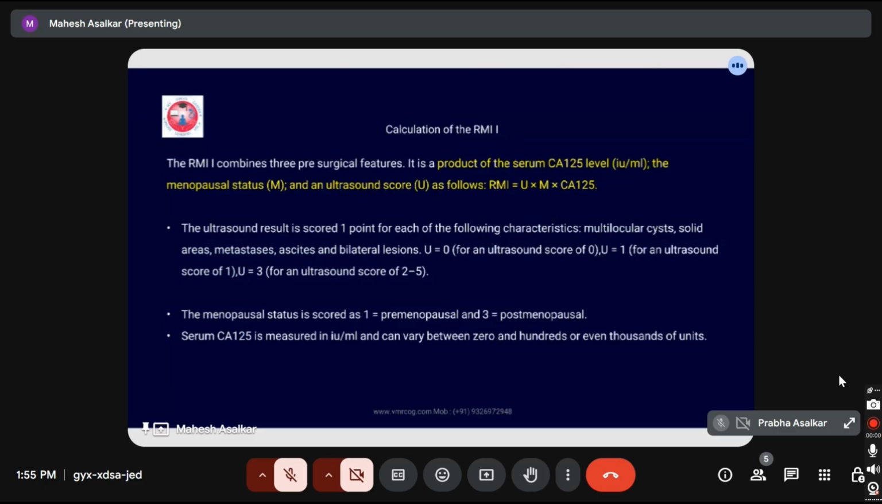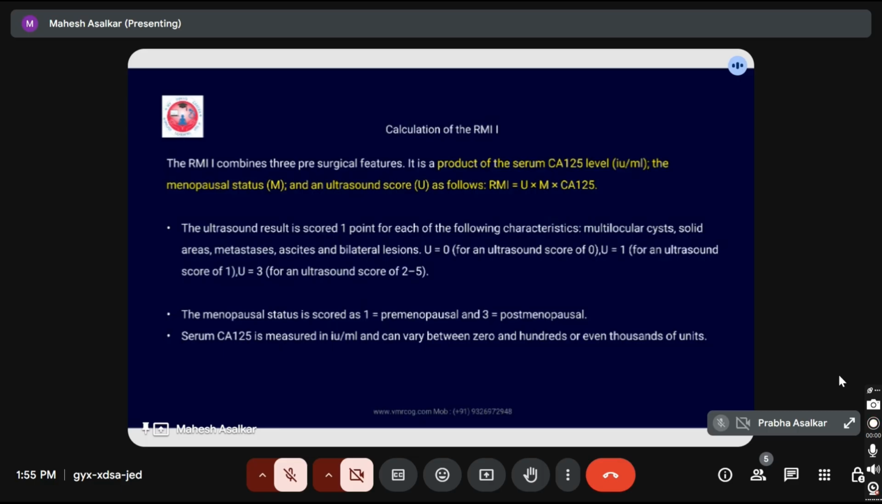So RMI equals ultrasound score times menopausal status score times CA125 absolute value. Whatever the CA125 value is, suppose the CA125 level is 20, you take it as it is and multiply by 20. Whatever score comes from the ultrasound, you calculate the menopausal score and multiply by the CA125 value.